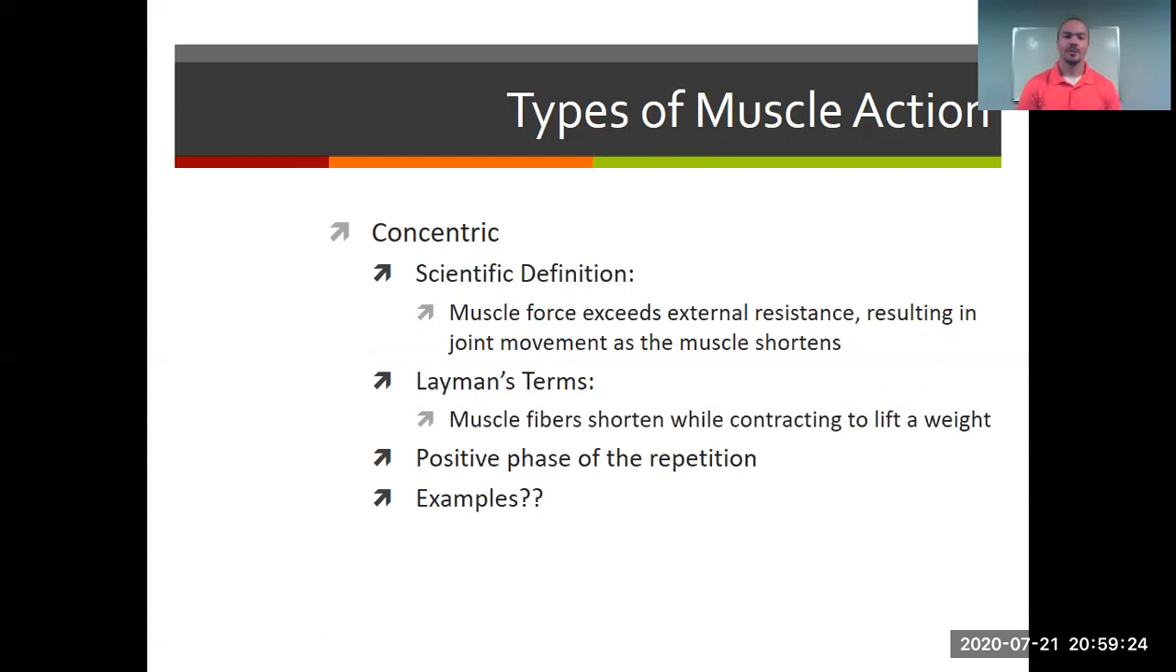Our concentric contraction is when muscle force exceeds external resistance, resulting in joint movement as the muscle shortens. So consider an individual grabbing a 10-pound dumbbell, and they're going to perform a bicep curl. With 9 pounds of force being produced by that bicep, the weight will not come up. With 10 pounds of force being produced by the muscle, the weight will not come up. With 11 pounds of force being produced by the muscle, the weight will finally come up.